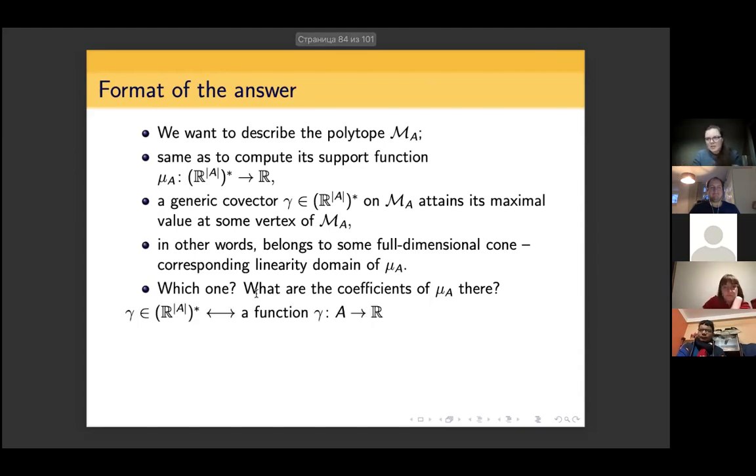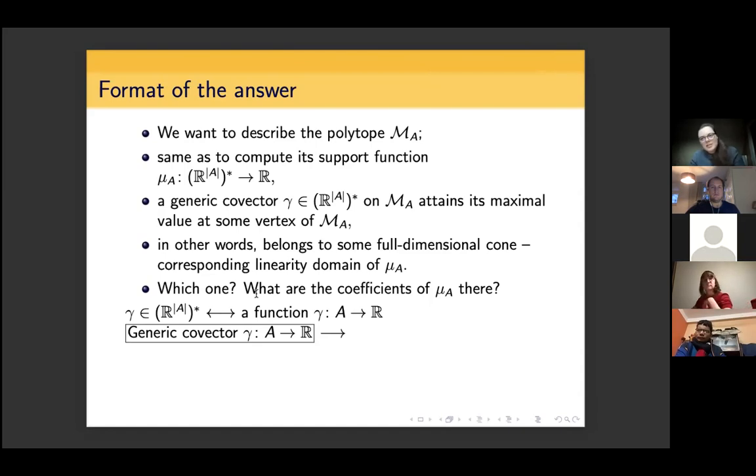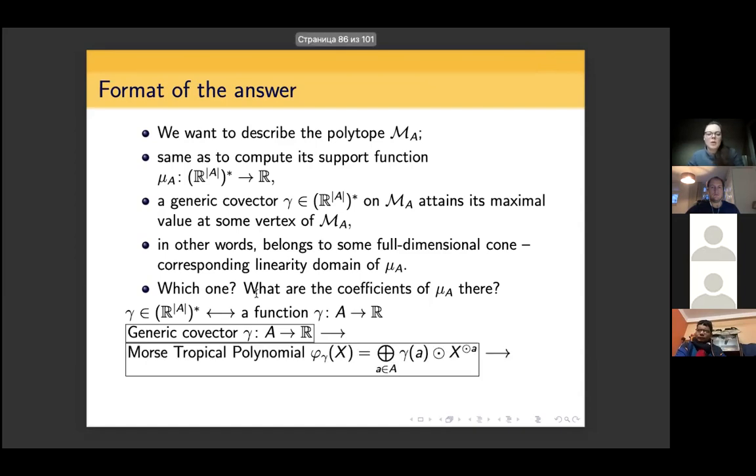Well, the answer is as follows. You take your covector, you can associate a tropical polynomial with it, and if it satisfies certain genericity conditions, which we came up with using a completely different method, which you can ask me about later, this polynomial will turn out to be Morse. And if it's Morse, I can read a certain tuple of data, which is slightly more complicated than just the subdivision, though the subdivision is a part of it.